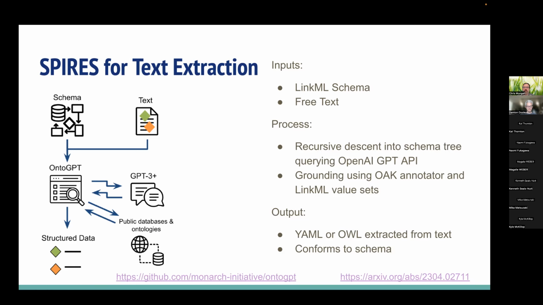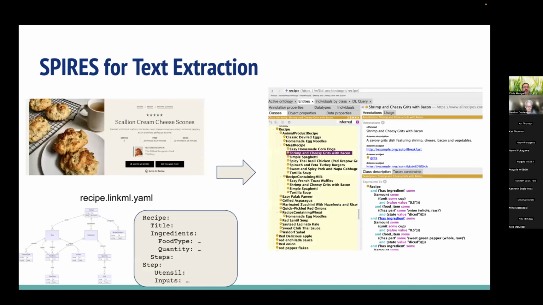And then as it builds out the tree structure from this parse, it'll ground the terminal elements using external vocabularies and ontologies such as FoodOn. And then as an optional final step, you can convert this into OWL.